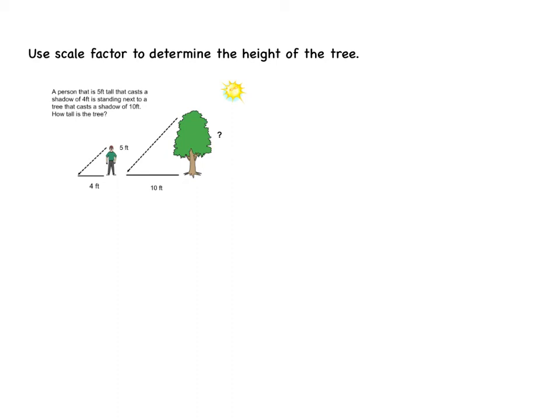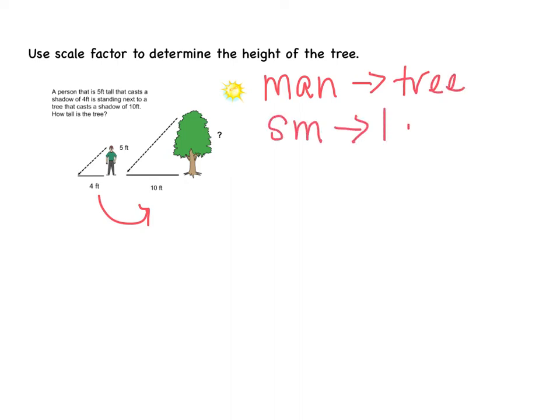Here's an example of an application problem where you would use scale factor. We can use scale factor to determine unknown measurements. So for example, in this problem, we have a person who's 5 feet tall casting a shadow that is 4 feet long, and they're standing next to a tree that casts a shadow of 10 feet. So we need to use similar figures to find out how tall the tree is. So we want to go from the man to the tree, or from our small figure to our large figure. And the reason that I'm saying small figure or large figure is because you actually can see that what we really have are similar triangles.